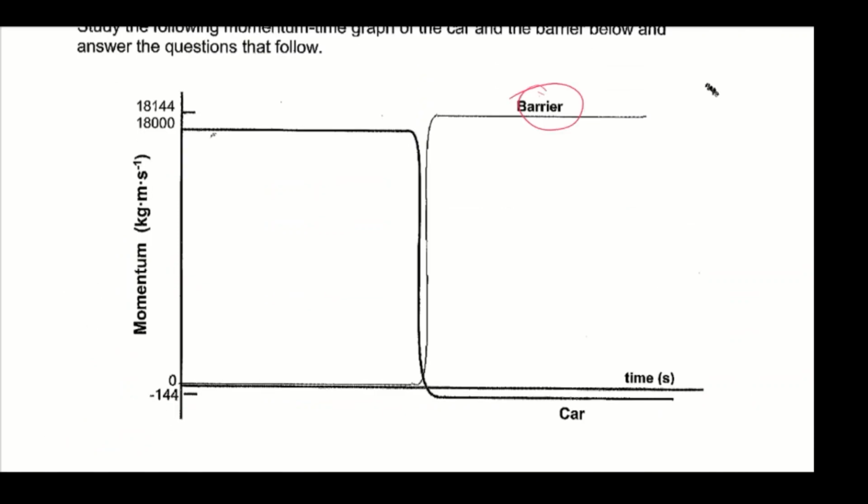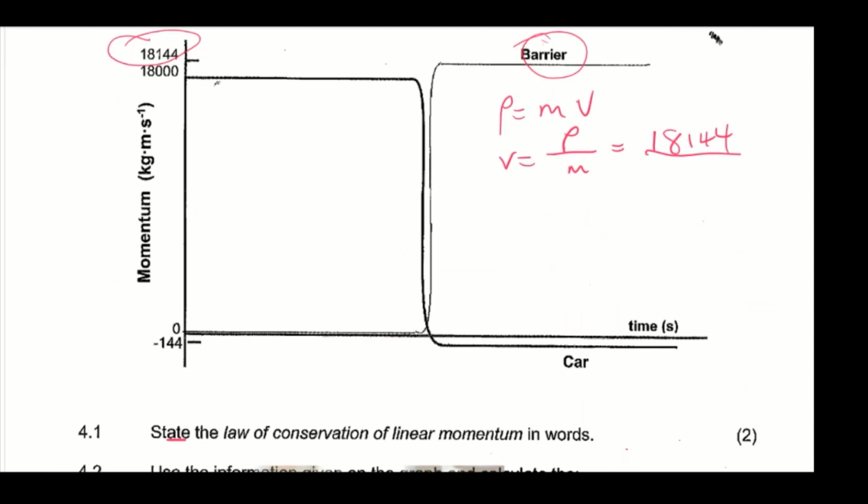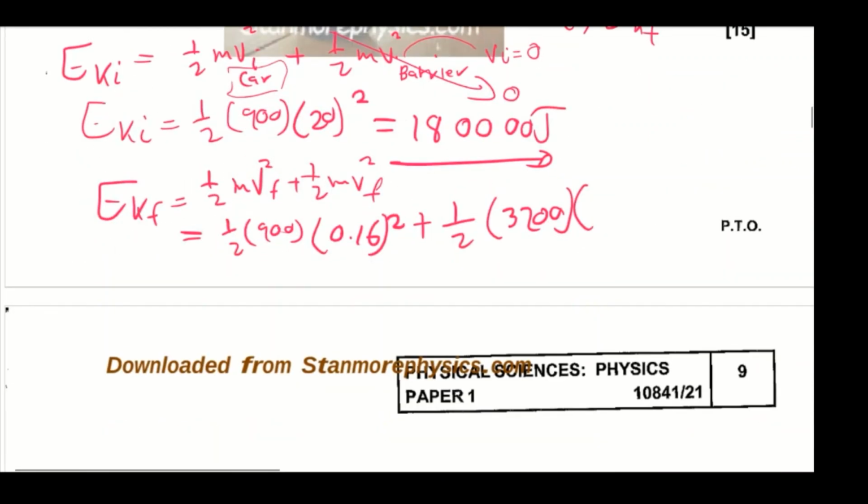So the mass is 3200, and for the velocity of the barrier, we know very well that its momentum is this one, so P equals M times V, and then V equals P over M, which is 18,144 divided by the mass, which we were given as 3200. The velocity would be equal to 5.67 meters per second. So we're just going to substitute that velocity here, so it's going to be 5.67 squared, and the answer that I'm getting for this here is 51,449.76, right?